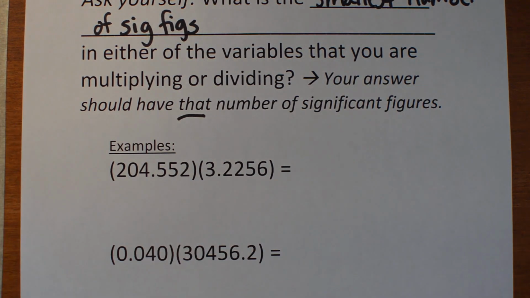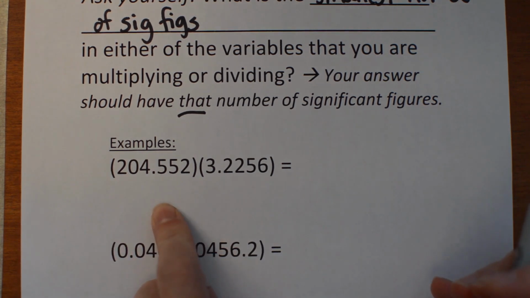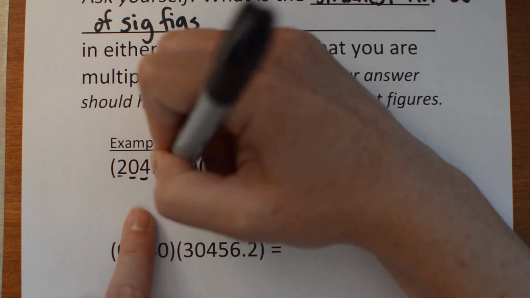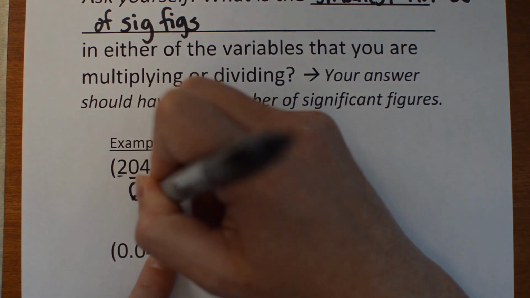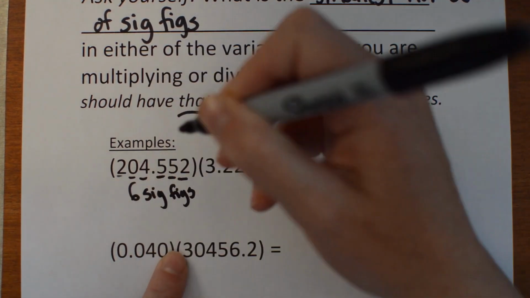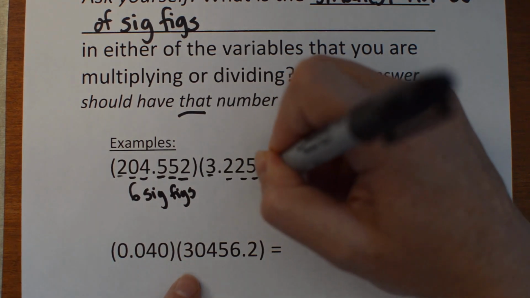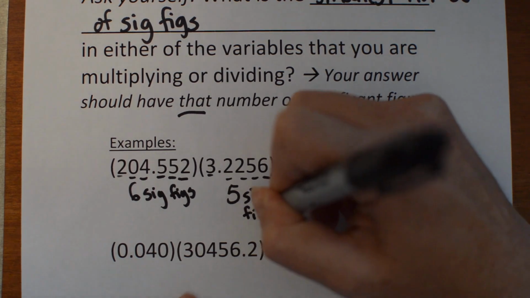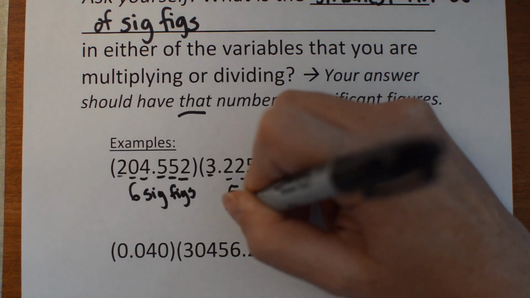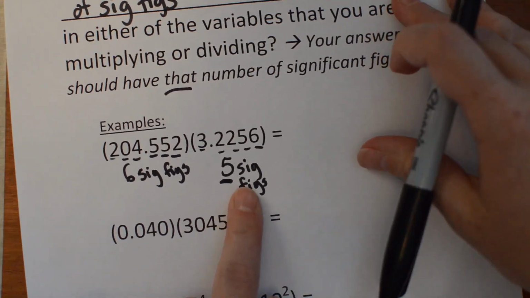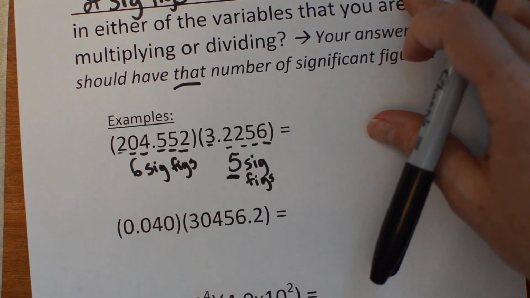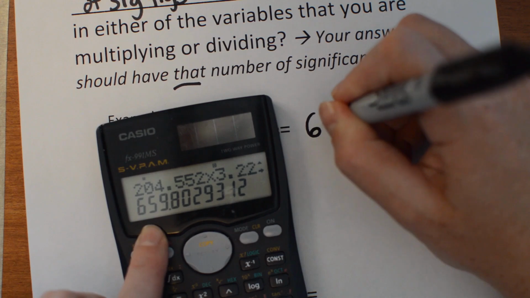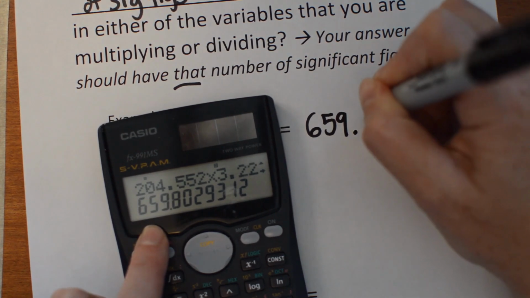For that, I look back at the numbers that I'm multiplying or dividing, doesn't matter. This one has 1, 2, 3, 4, 5, 6 sig figs. This one has 1, 2, 3, 4, 5 sig figs. So that means my answer must have 5 sig figs. So I have to have the smallest number of significant figures in my answer. So I'm allowed to write this down to 5 significant figures. So that would be 659.80.